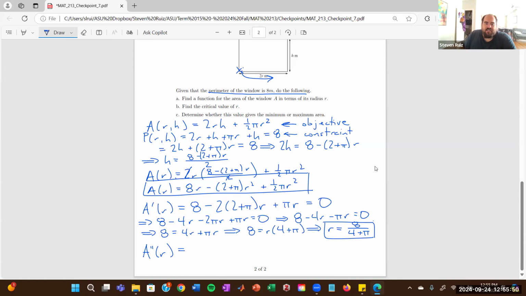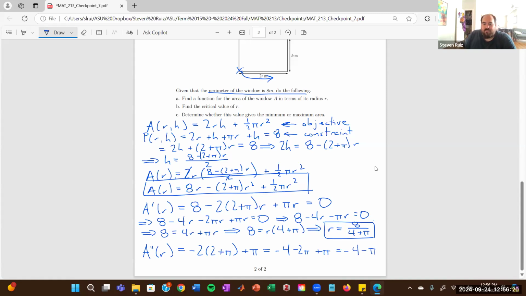So what do I get when I do that? The derivative of 8 is going to be 0. What's the derivative of these other two terms? These other two terms are just linear. So what I'm going to be left with is -2 times (2 plus pi) plus pi. So I actually have no variables here. Let's expand and simplify a little bit. -4 minus 2 pi plus pi comes out to be -4 minus pi.